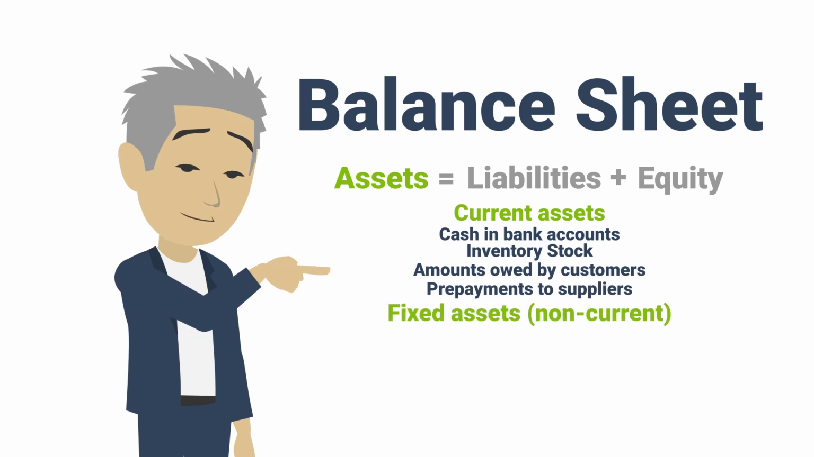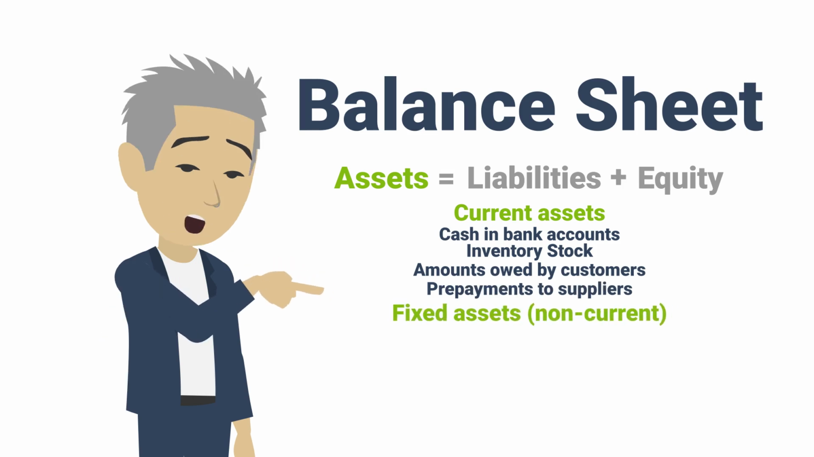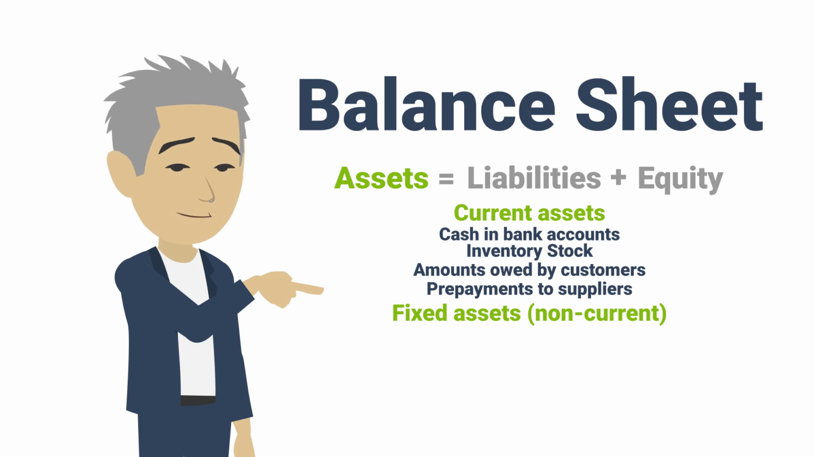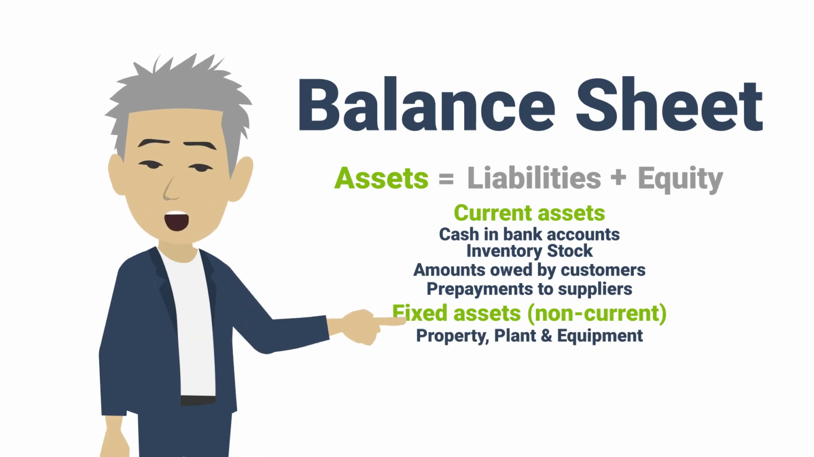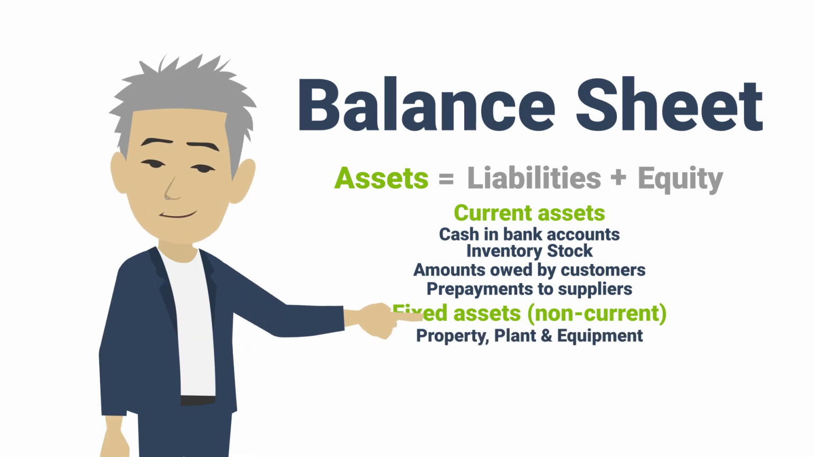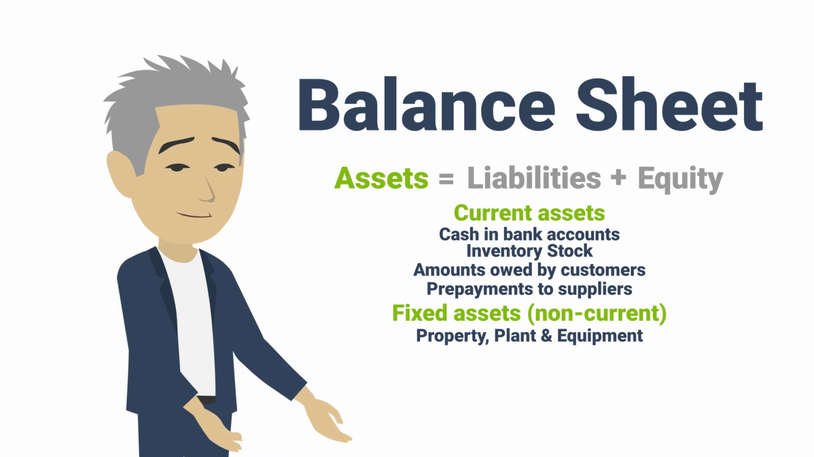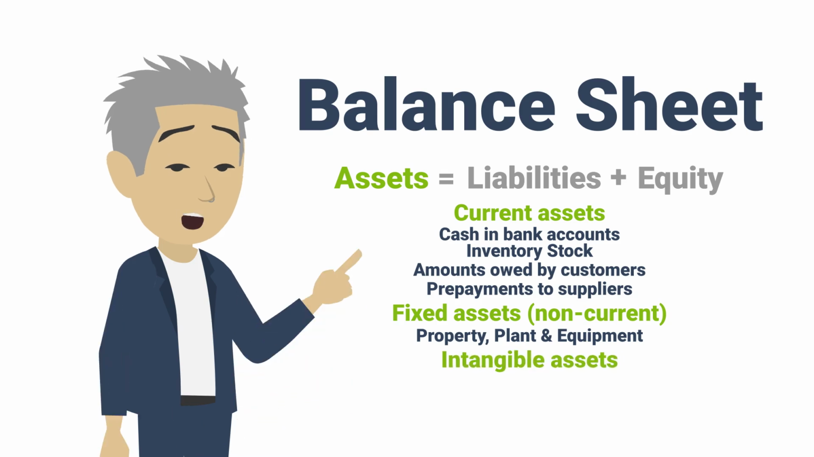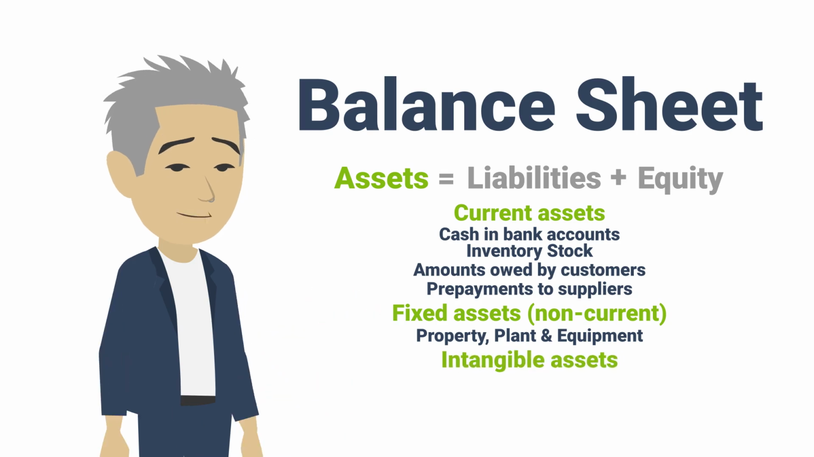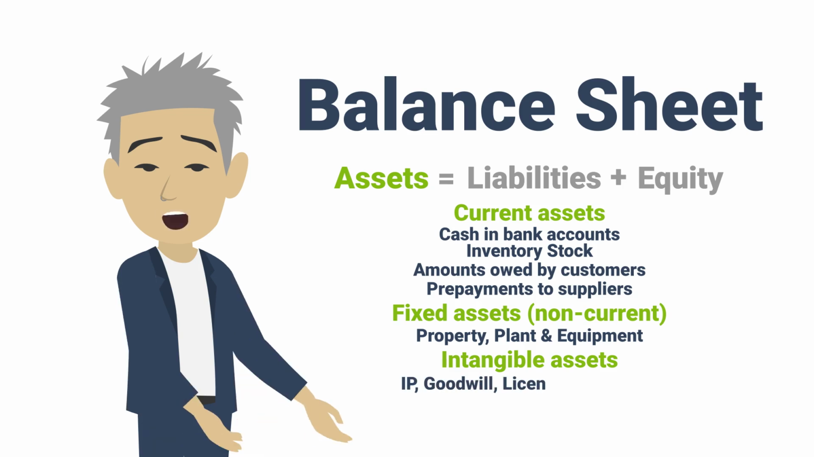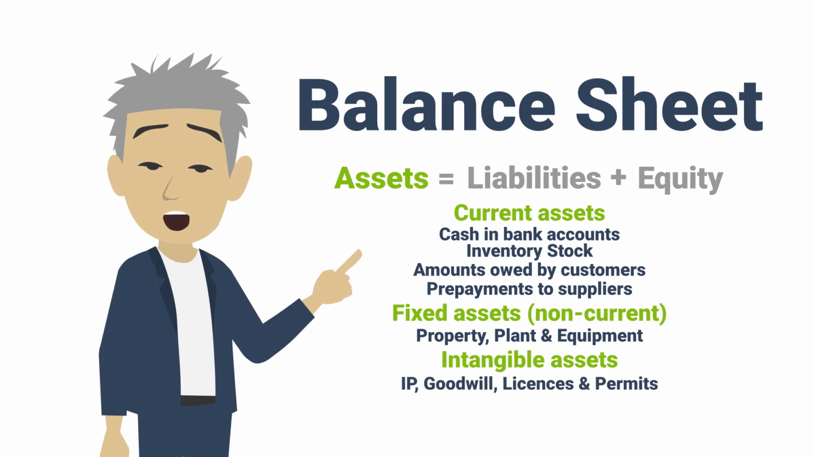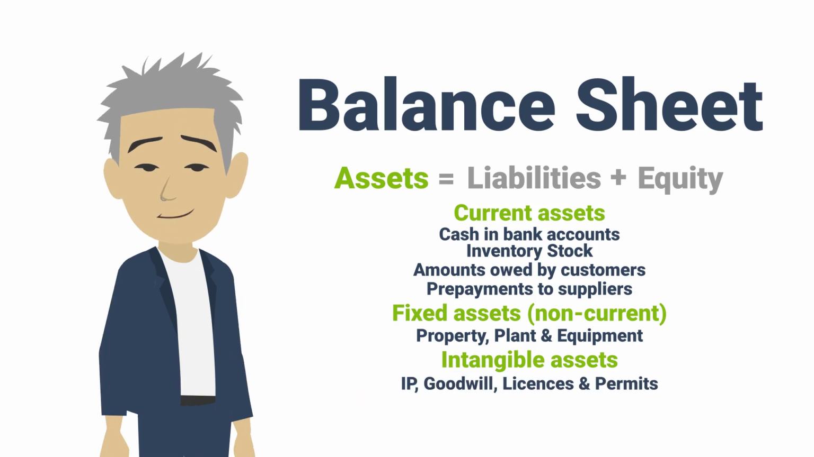Next, we have the fixed assets, sometimes known as non-current assets. This would include physical things like computer equipment and machinery, as well as any land or buildings the business owns. Thirdly, are the intangible assets, meaning things you can't actually touch but that still have a value, such as intellectual property, goodwill in a brand, or licenses the business holds.